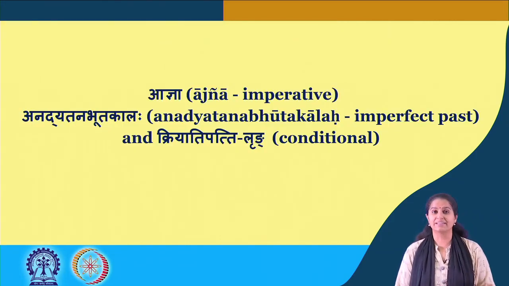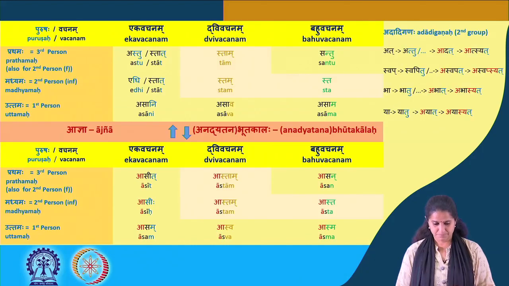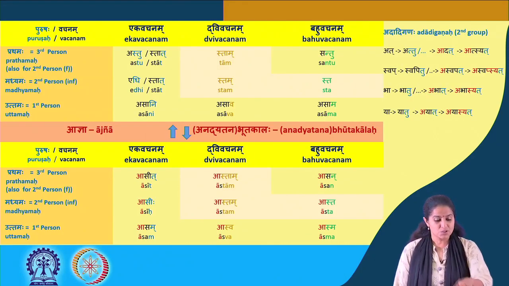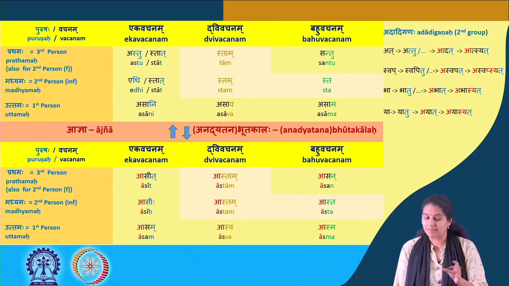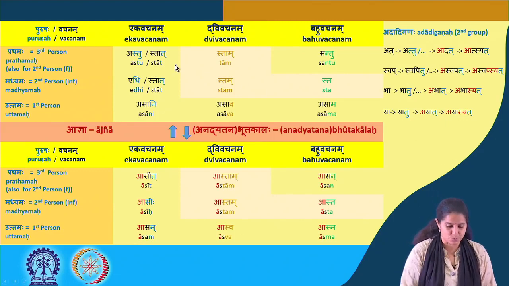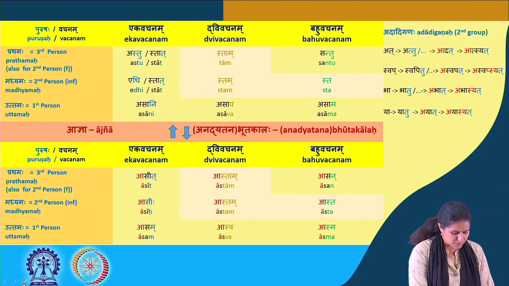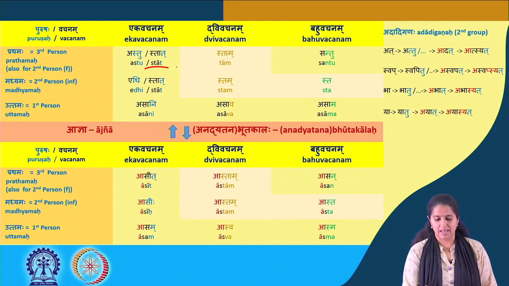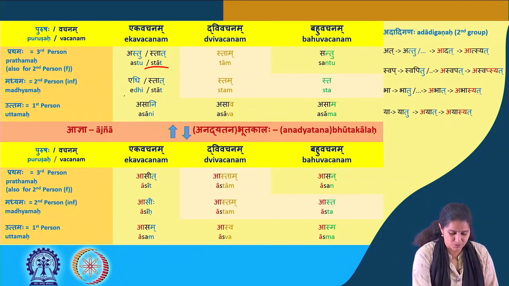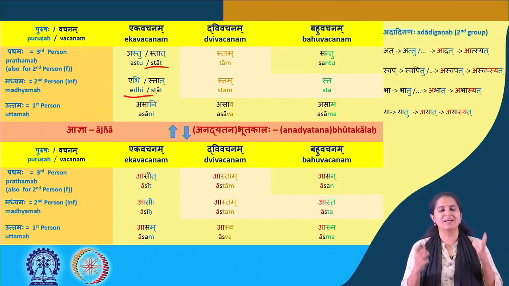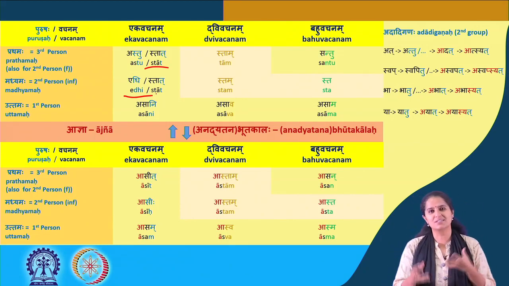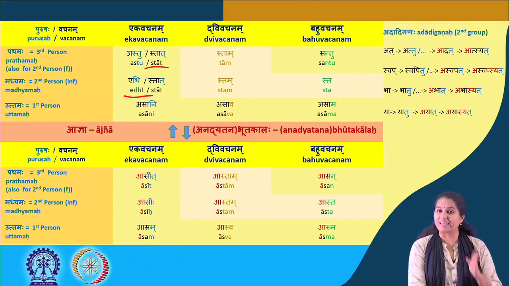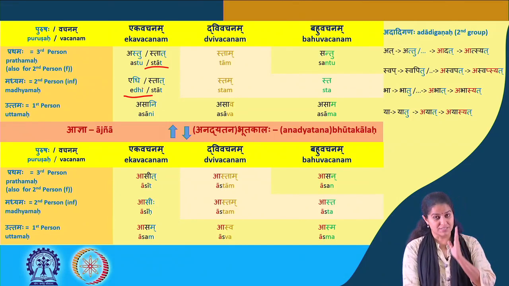So let's look at the ajna and the anadyatana bhutakala, and of course the kriyatipatti ling also there. So we have astu or stat, and this is a form that you will find in other places as well. So astu or stat there, and then stam and yuyam te santu, tvam edhi. So like I said, this was a total googly. It comes out of somewhere, but that form has been derived by using certain rules of Panini's grammar there. Okay, so edhi, stat or stam, yuvam stam, yuyam sta.